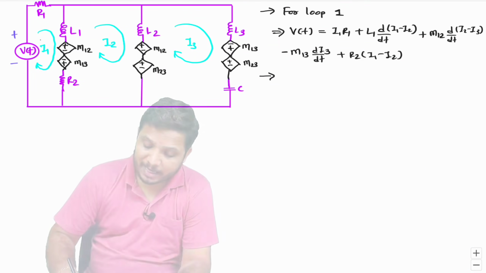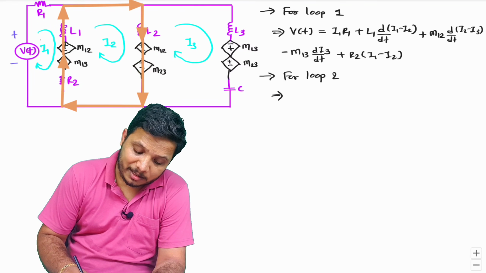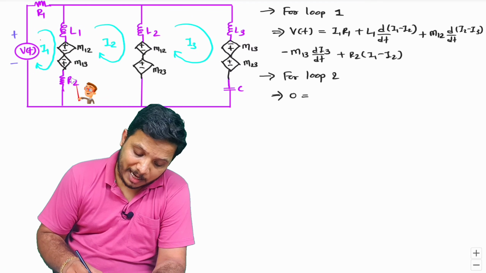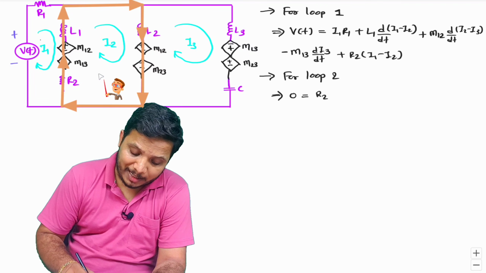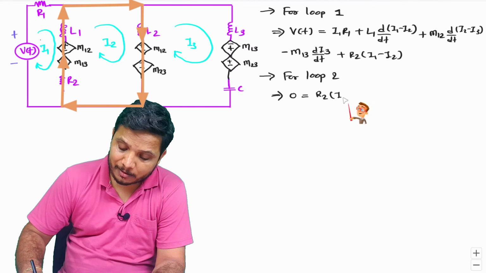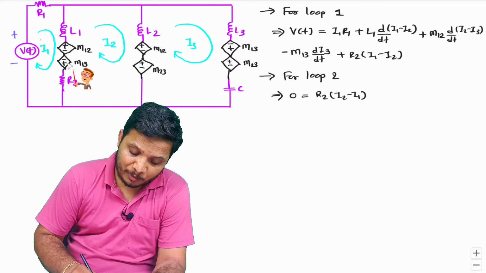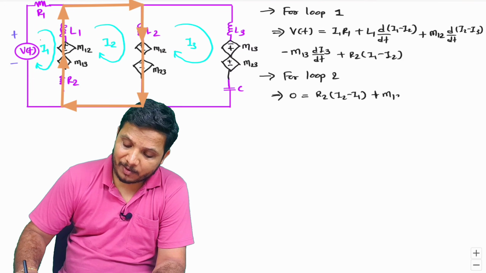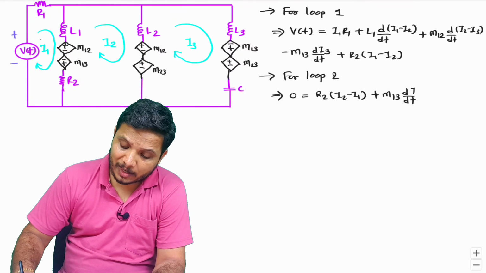Now let us make equation for loop 2. Now see, for loop 2, here we don't have any external source, so I need to write 0 is equals to. Now if I start from R2, then I am saying R2 into, due to loop 2 current is I2 minus I1. Then M13 comes and polarity is plus from here, so I am saying plus M13 into d by dt of M13 happens in between 1 and 3, through 3 current is I3, so I need to write I3.